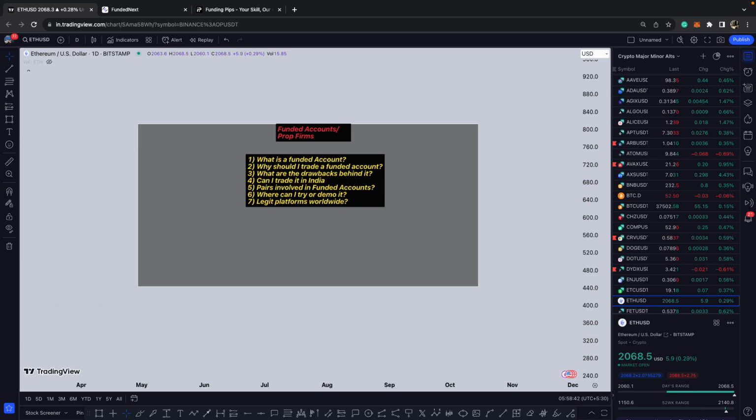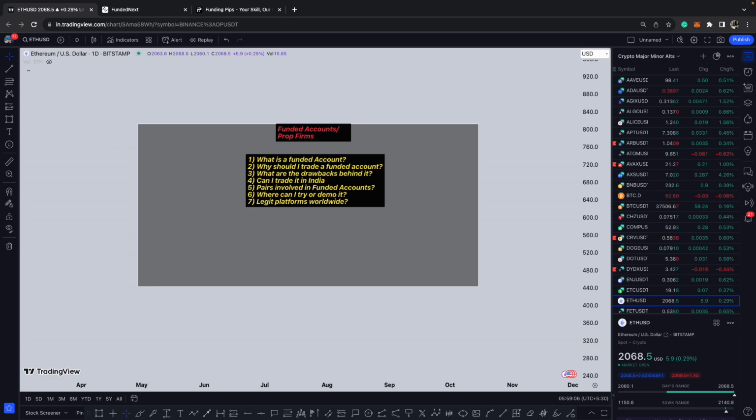Hi guys, in this episode I'll be discussing what exactly a funded account or a prop firm account is. How do you trade for a prop desk or a funded account? How do you exactly get it? Is it legal to trade these funded accounts in India or not? What are the drawbacks behind these accounts? How do they help you in scaling up?